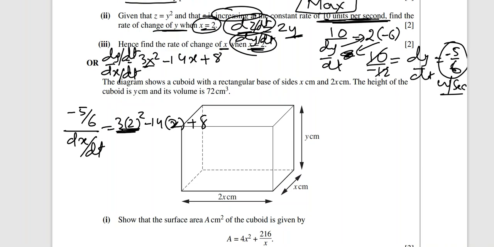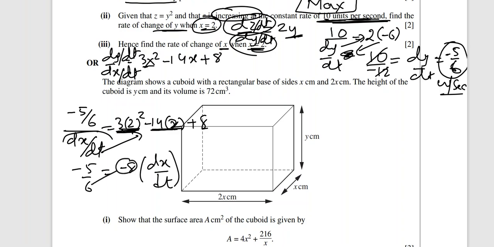So this will be 12 minus 28 minus 16 plus 8 minus 8. So minus 5 over 6 equal to minus 8, and dx over dt I'll go and multiply with minus 8. So now minus 8 can multiply here. So it becomes minus 5 over minus 48, which is dx over dt, and for both are positive, so 5 over 48 per second is the rate at which x is increasing, okay, because it's positive.